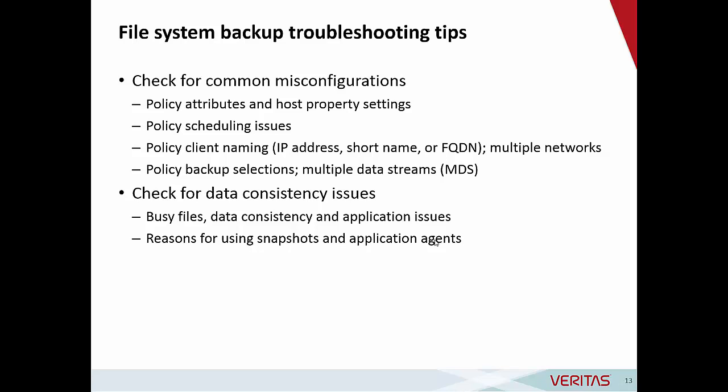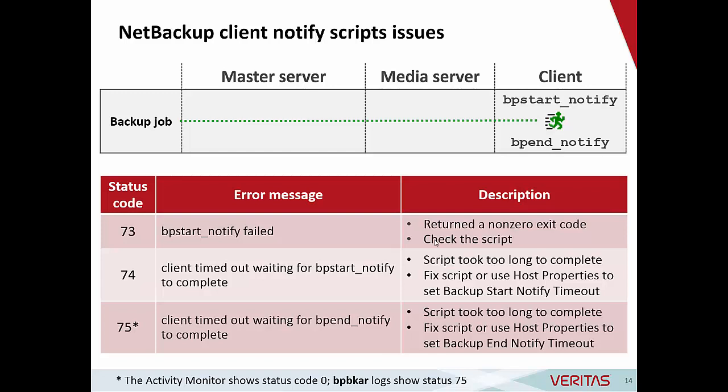Solutions for data consistency might include the use of snapshots or the use of application agents that have been created specifically for the target application. In cases where I'm having issues with busy files and an application needs to be put in backup mode or a snapshot needs to be taken before the job runs, I can use the notify scripts on the client to accomplish this. BP start notify runs before every backup job.